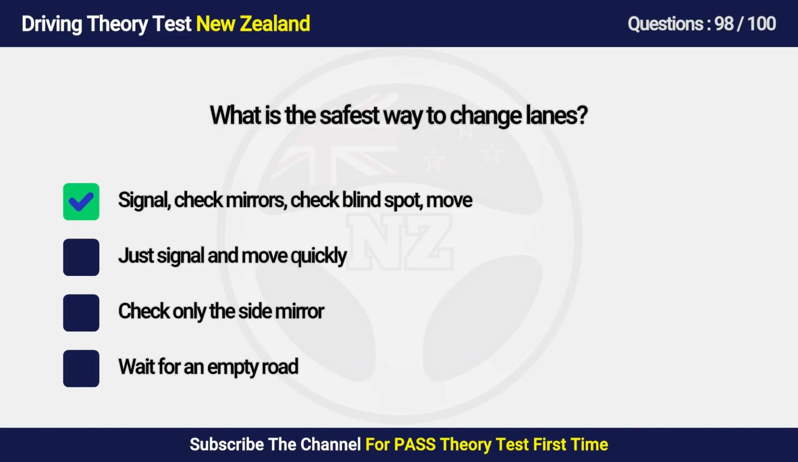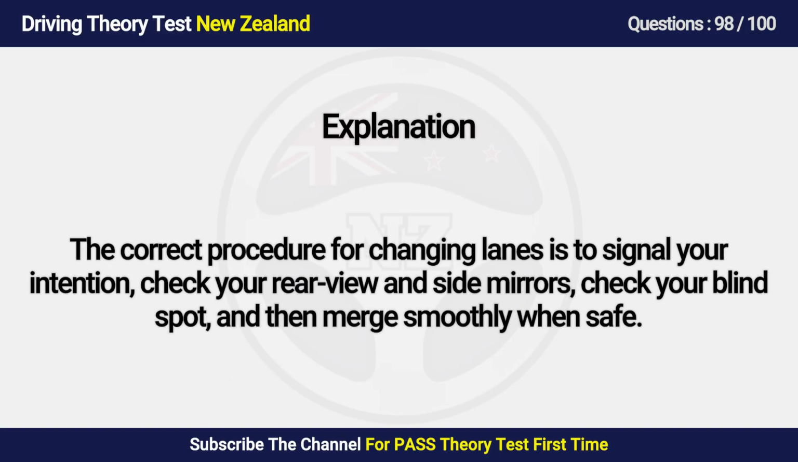Answer is A. Signal, check mirrors, check blind spot, move. The correct procedure for changing lanes is to signal your intention, check your inside mirrors, check your blind spot, and then merge smoothly when safe.